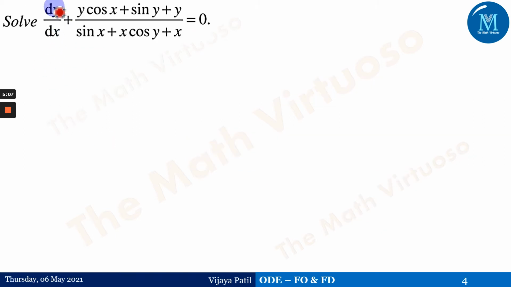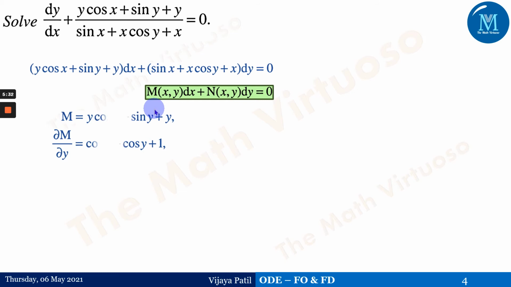Then the next question is dy upon dx is equal to this numerator over denominator, equals 0. So we have to adjust. It has not been given directly in the Mdx plus Ndy form. We have to bring it down to that form. So this is just a cross multiplication, which will give us (y cos x + sin y + y) dx + (sin x + x cos y + x) dy equals 0.